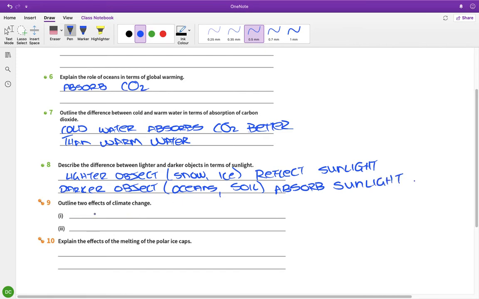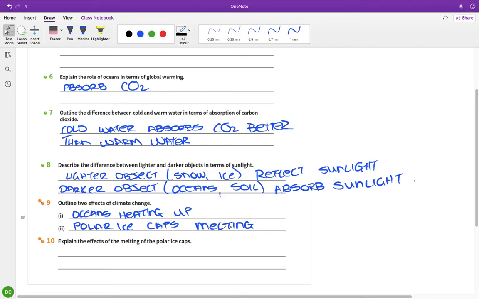Outline two effects of climate change. So we discussed some of them. Our oceans are heating up. And we talked about polar ice caps melting. So that has two problems, because ice caps melting means we have rising sea levels, because there's more water. As the ice caps melt, we have more water and rising sea levels.